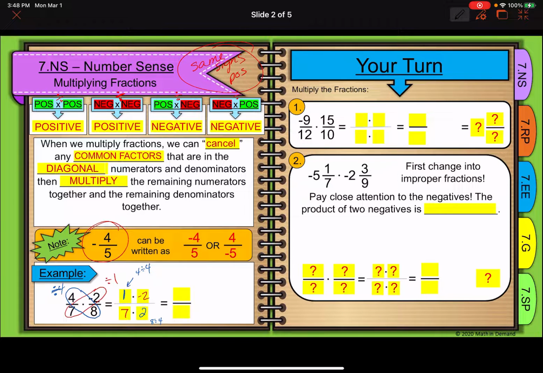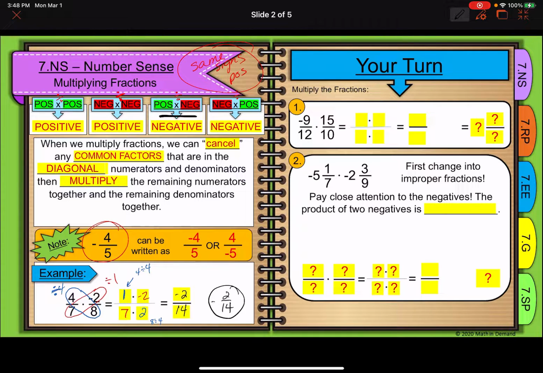Now we multiply our new numbers, so 1 times a negative 2. A positive and a negative, as we remember up here, gives me a negative. A positive and a positive gives me a positive. So my answer here is negative 2/14.